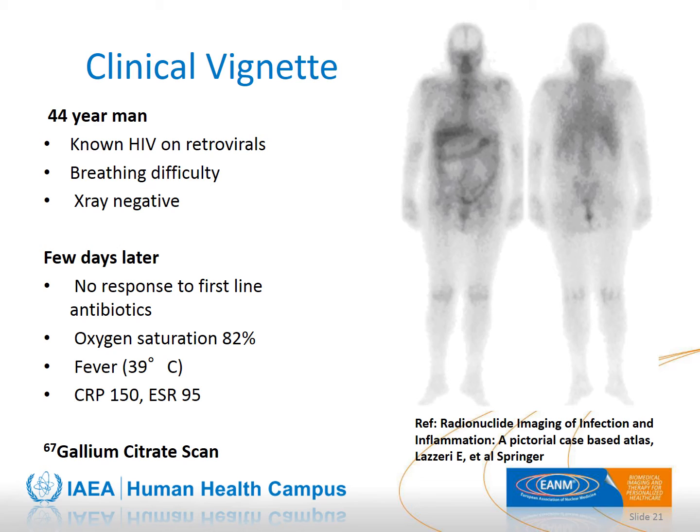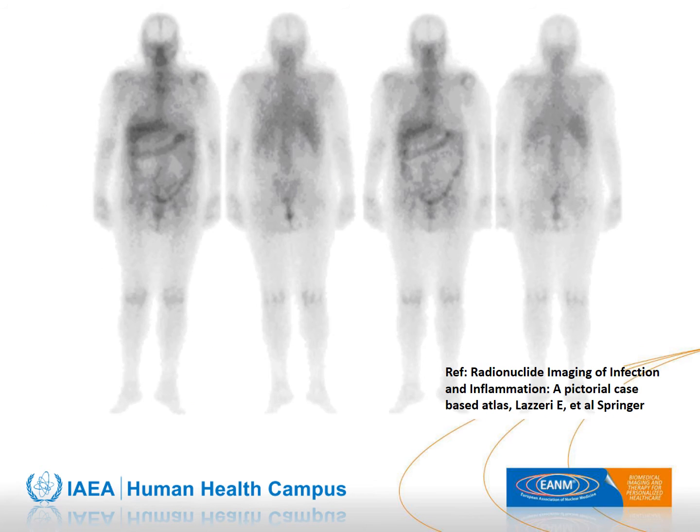This is an interesting case to start with. This was a 44-year-old man on retroviral medication with breathing difficulty. His X-ray did not show any features of consolidation, but his oxygen saturation remained persistently low. He underwent a gallium citrate scan and findings.